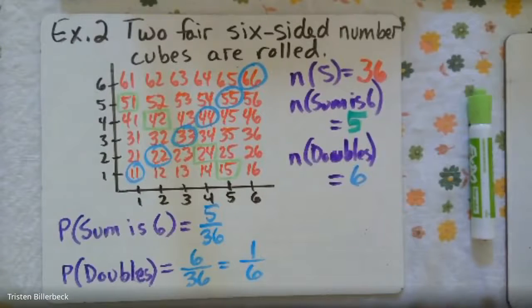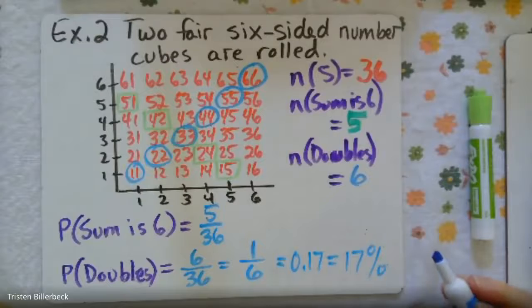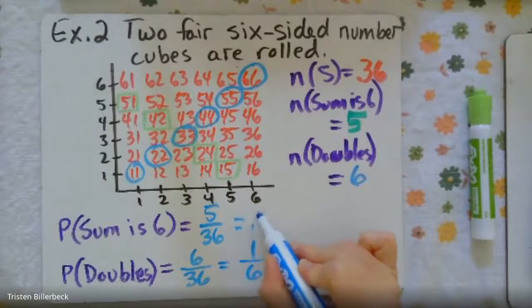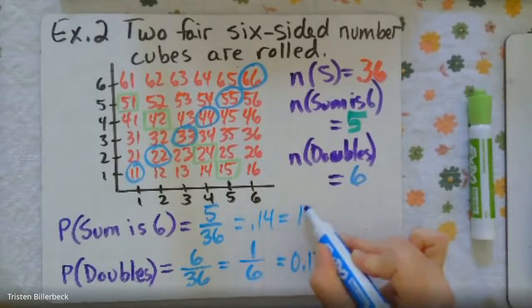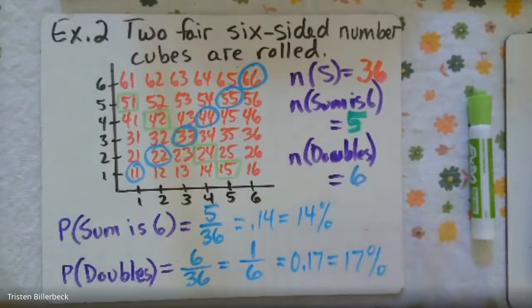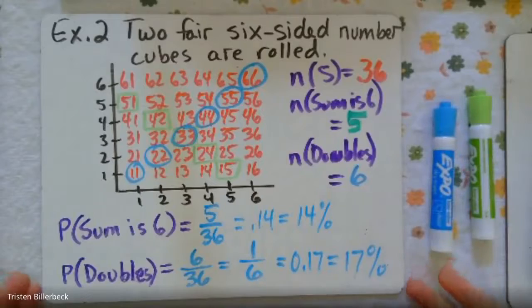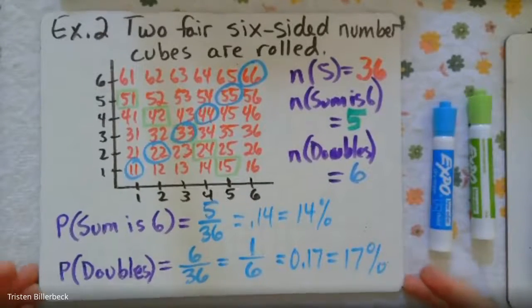Just for giggle's sake, let's look at what percent 1/6 is. That's 17% of the time. So it's 0.17, which is 17% of the time. And 5 divided by 36 is 0.14, which is 14% of the time. All right, your book doesn't go that far with the percents, but it's a good thing to practice.